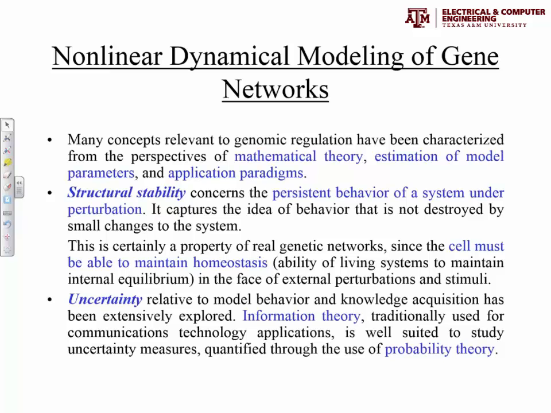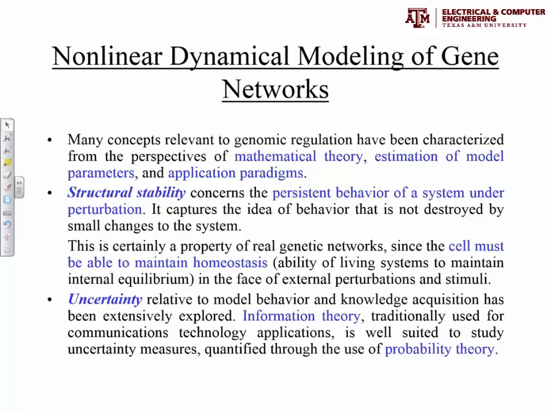Many concepts that are relevant to genomic regulation have been characterized from the perspectives of mathematical theory, estimation of model parameters, and application paradigms. One important characteristic of biological systems is the ability to maintain homeostasis. It's extremely stable. Your temperature is 98.6 degrees Fahrenheit; put you in cold weather, your temperature still stays the same, unless you're sick. Put you in real hot weather, and you adapt. If they put you in 1000 degrees, of course you're dead, or even 200 degrees, but within a narrow range there is extreme adaptability.